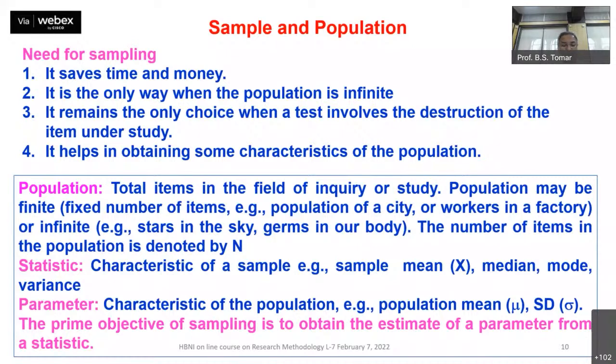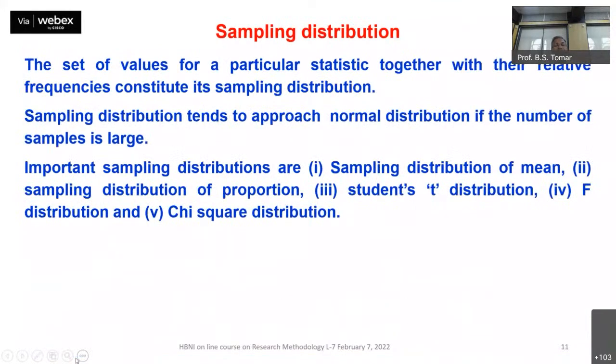So that is the terminology we use when we differentiate between the moments of a sample distribution and the population distribution. The moments of the population distribution are called parameters, and the moments of the sample distribution are called statistics. So the objective of sampling is to obtain the estimate of a parameter from a statistic. That is what the whole thing is about in this particular case.